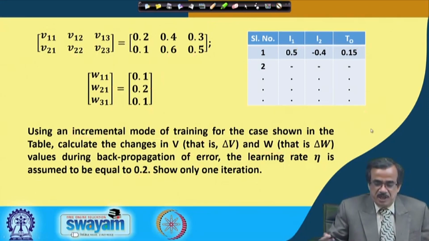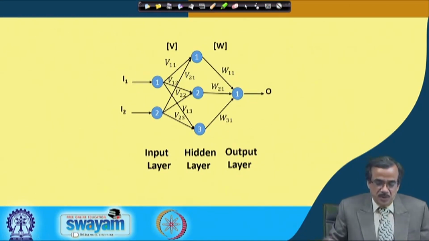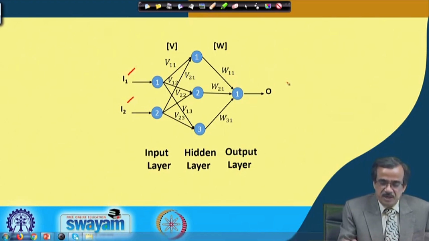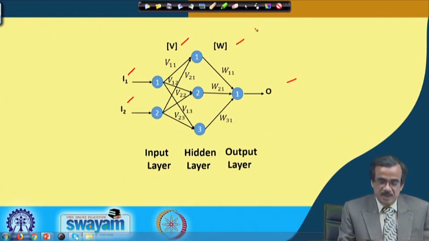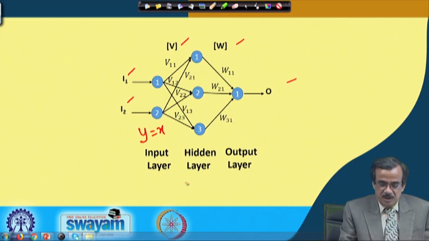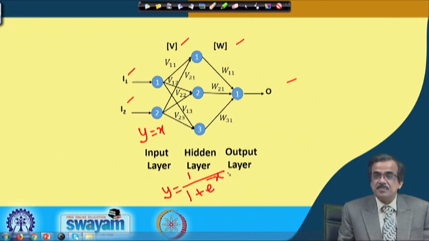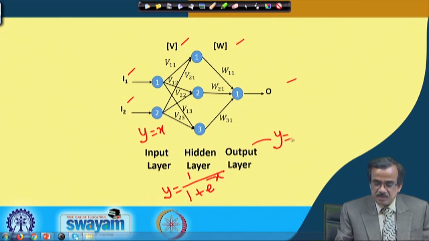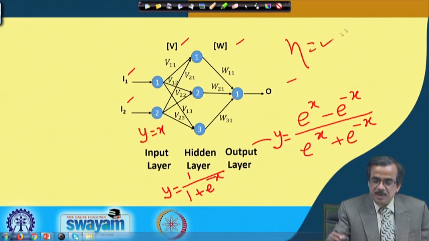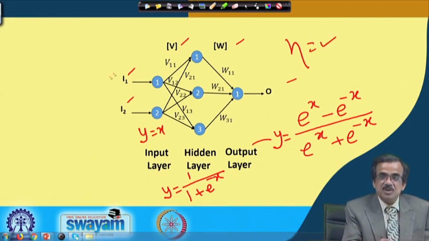Before I go to the solution, let me once again look into this network. It is a very simple network. Here we have two inputs and one output. These are the connecting weights, and here we have the transfer function y equals x, and in the hidden layer I have the log sigmoid transfer function, that is 1 divided by 1 plus e raised to the power minus x, and on the output layer we have the tan sigmoid transfer function, that is e raised to the power x minus e raised to the power minus x divided by e raised to the power x plus e raised to the power minus x. And this learning rate value we have assumed, and then I pass one set of training scenario.